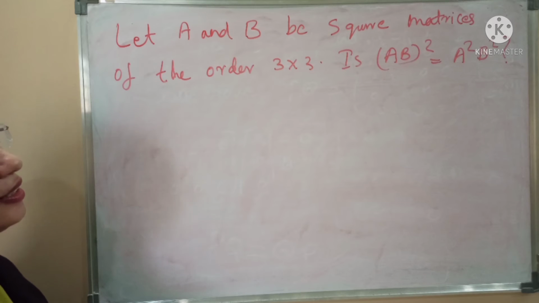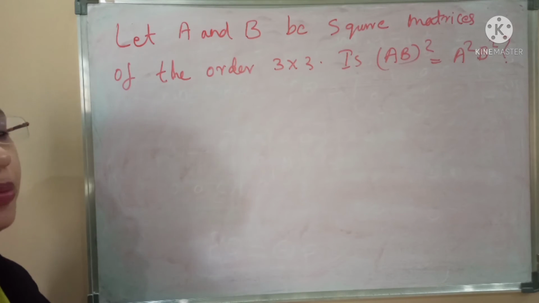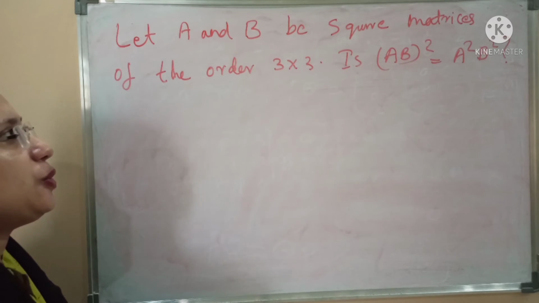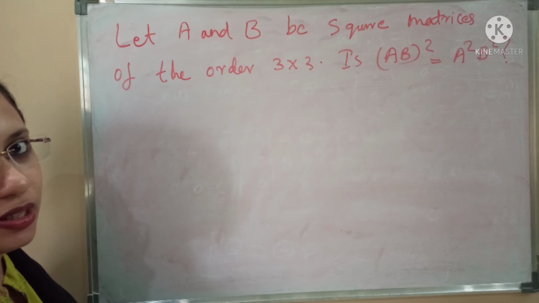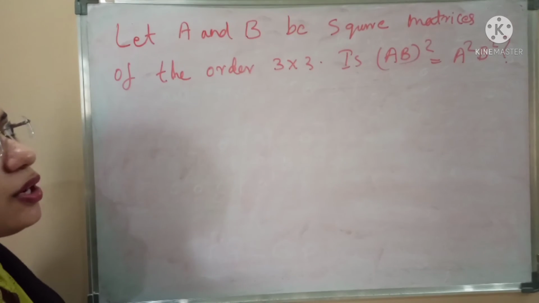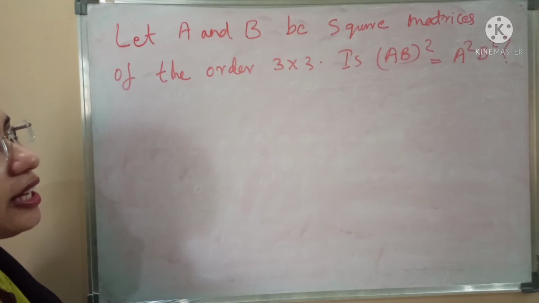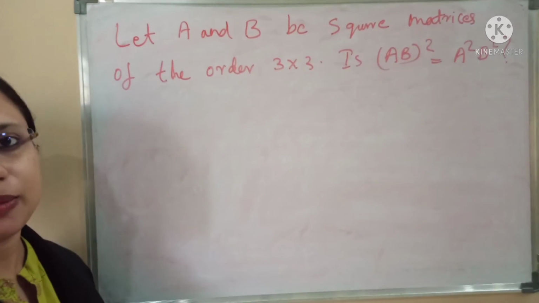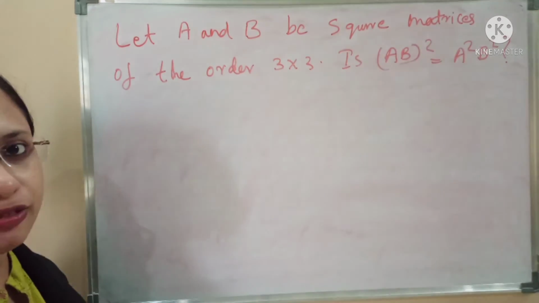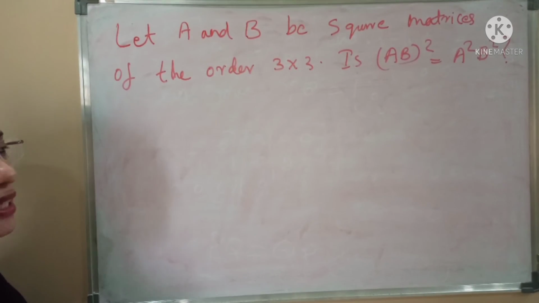Let A and B be square matrices of the order 3 by 3. Is (AB) square equal to A square B square? So in the question it is given A and B are square matrices, right? Square matrices means the row elements and column elements are the same, right? So we can do the multiplication. There is no difficulty to do multiplication because the number of elements in both matrices will be the same.